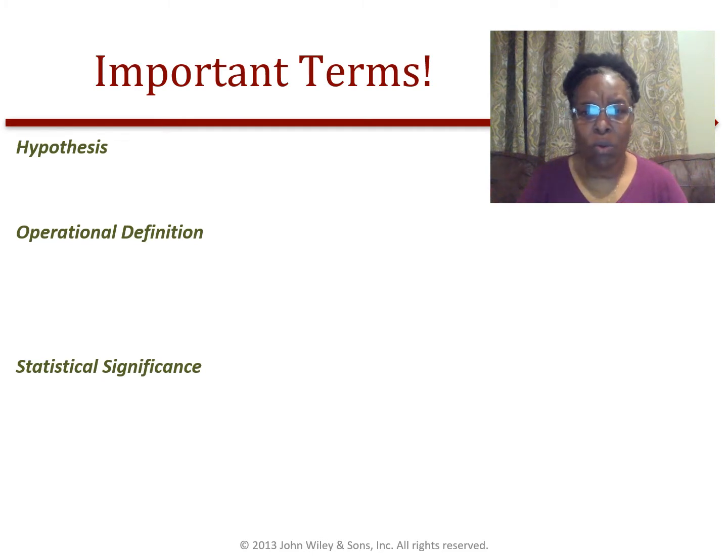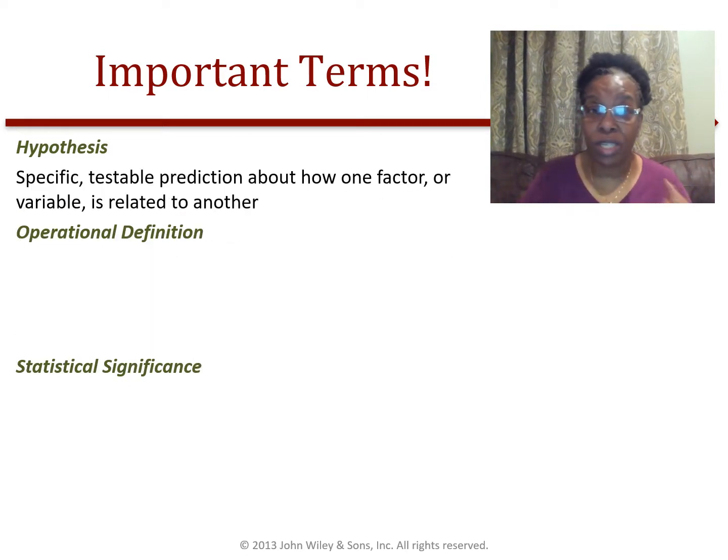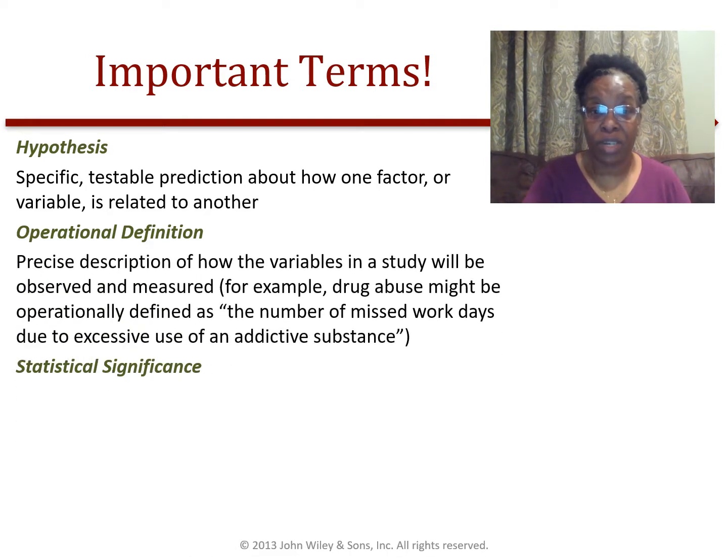All right, so now let's look at some of the terms you may have heard me speak of on earlier slides when we're speaking about research. I mentioned hypothesis. Understand that this is talking more about specific testable predictions and about how one factor or variable could be related to another. An operational definition is a precise description of how the variables within a research project or study will be observed and measured.